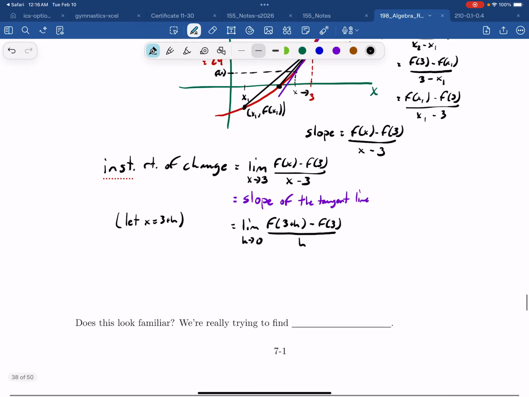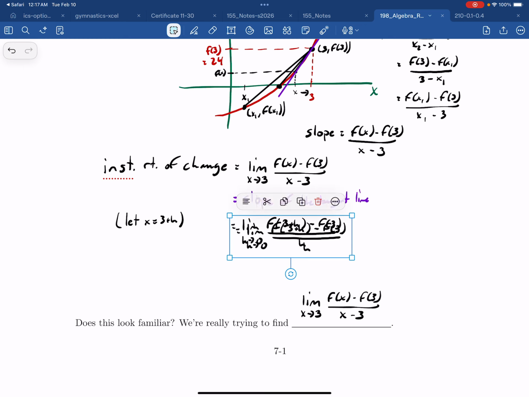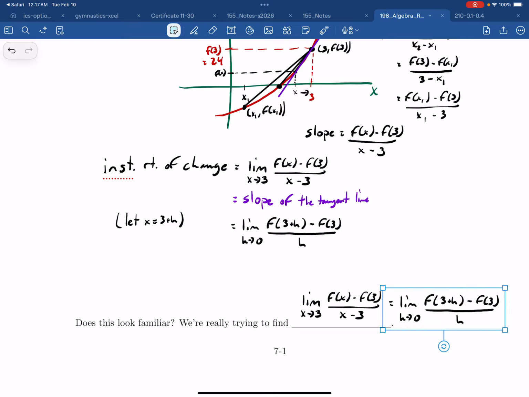Okay? Now, what are we really doing? We're just trying to find a limit, right? We're just trying to find, well, I guess I'll just put it down here. This guy. And I will just point out that this equals this guy. Okay?